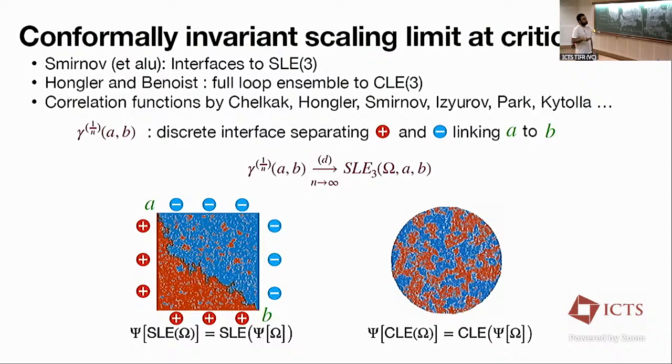If you take a domain, here a square, and you take the leftmost interface between the pluses and the minuses, if you attach 2 boundary points, A and B, you have an interface that separates pluses from minuses. Those are discrete interfaces on the grid of mesh size delta, on the grid of mesh size 1 over n. And this family of interfaces actually converges to SLE3. So you can really identify the limiting family of interfaces.